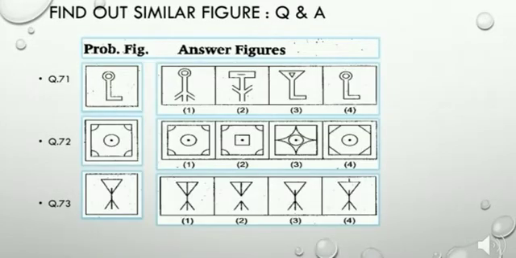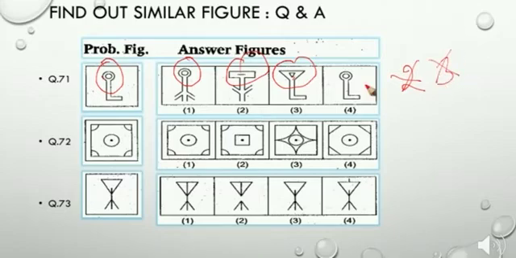Let's go to question number 71. Let's check for this portion. This portion is, yes, available in option 1. In option 2, this is not available, so option 2 is ruled out. Let's check option 3. This portion and this portion are not matching, so option 3 is also cancelled out. Option 4, it is matching. So 1 and 4 could be the answer.